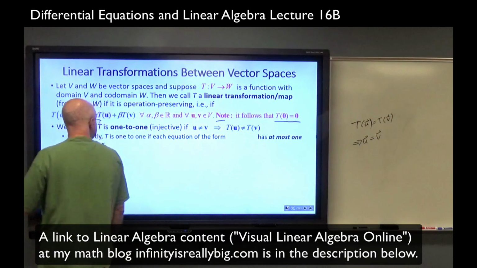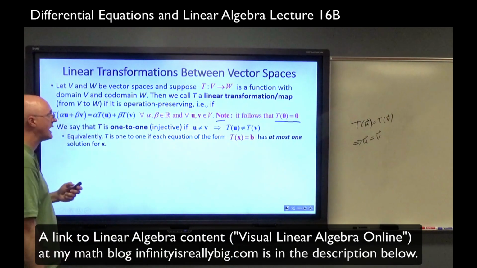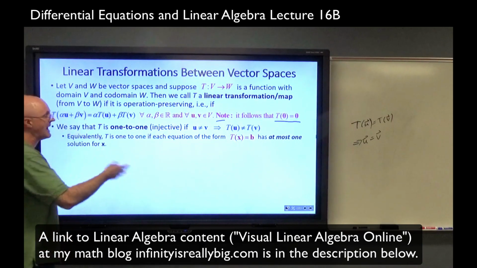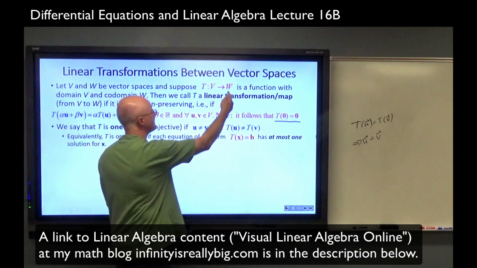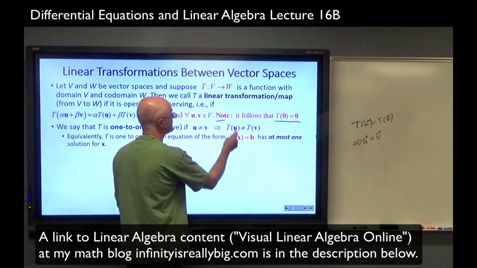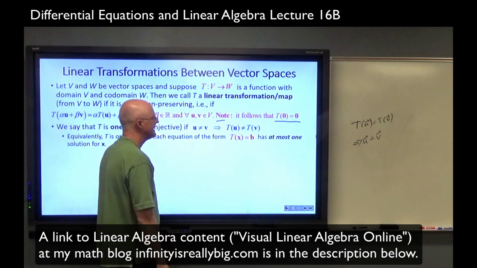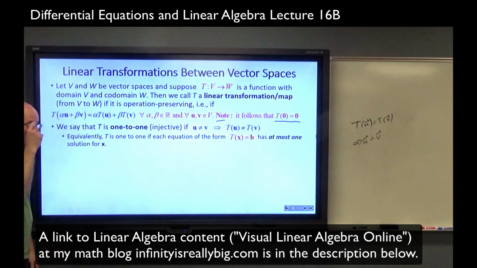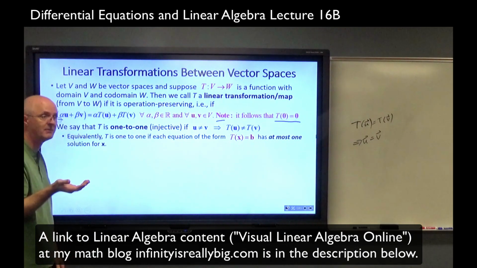Another way to think about this is that T is one-to-one if each equation of this form, T of x equals b, has at most one solution for x. If I imagine b to be a fixed vector in W, and I'm wondering what vectors x in V get mapped to b, if T is one-to-one, you know there's at most one solution for x. There might not be any. There could be 0 solutions, but no more than one.